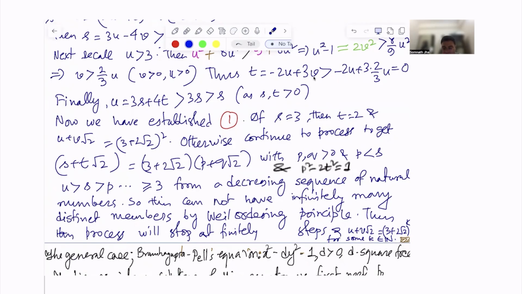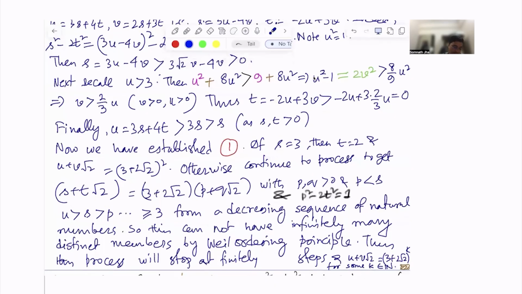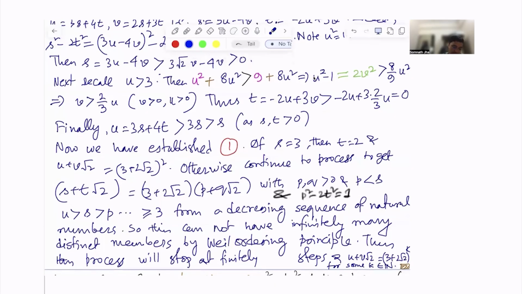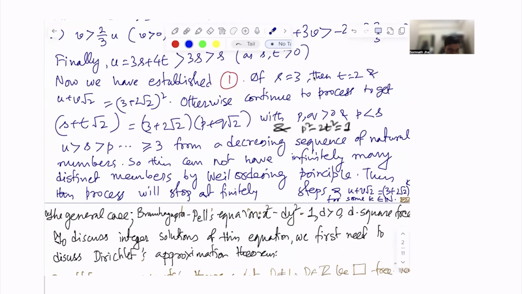And u plus v root 2 will be equal to 3 plus 2 root 2 to the power k. Because if s is strictly greater than 3, then I can always produce a p which is strictly smaller than s. If that p is also not 3, then I can produce something strictly smaller again, and again I get this factorization, right? So it has to stop at some point, and we get k is equal to n. Okay. So this is the proof.